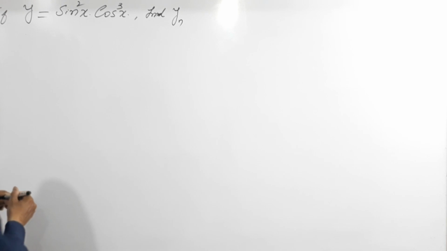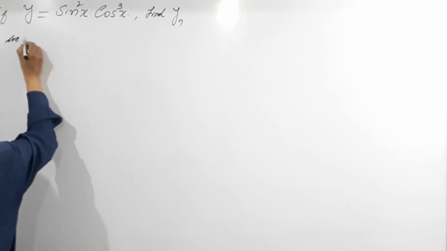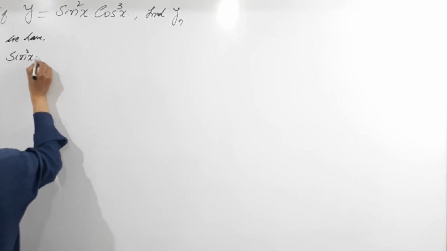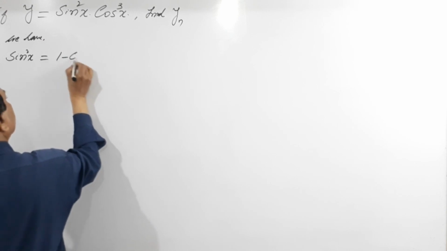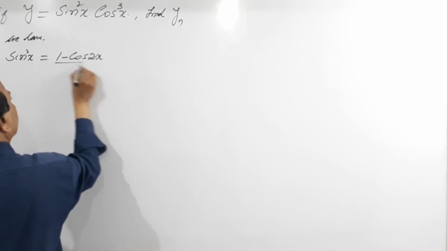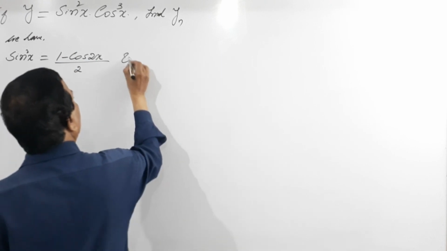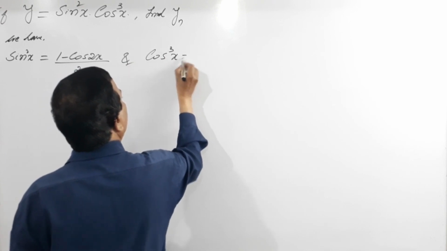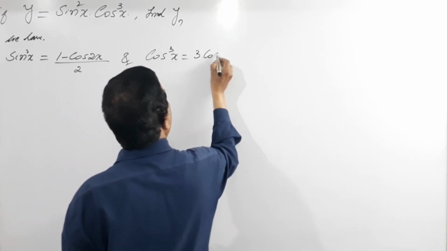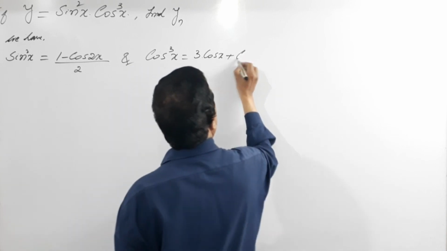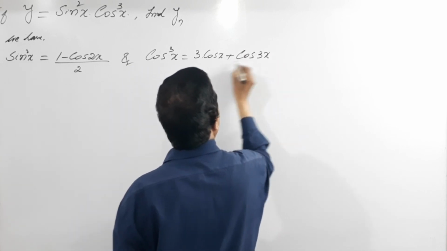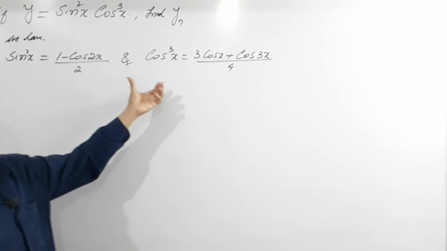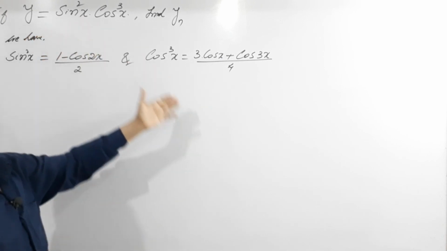So we have sin square x equals 1 minus cos 2x by 2, and cos cube x equals 3 cos x plus cos 3x by 4. So what I'll do, I'll use this formula here and try to find the derivative.